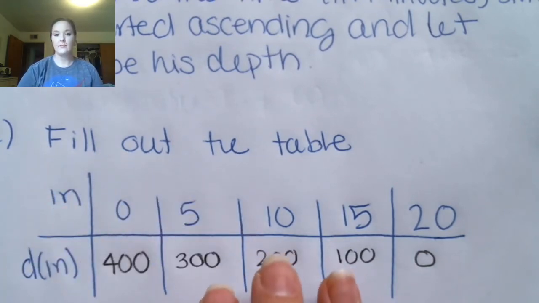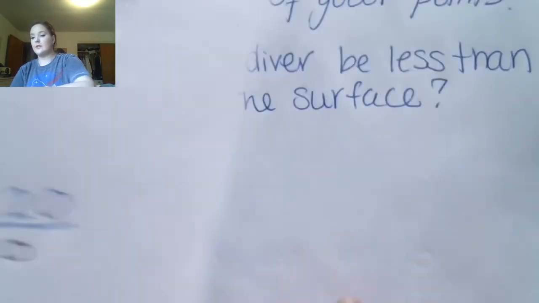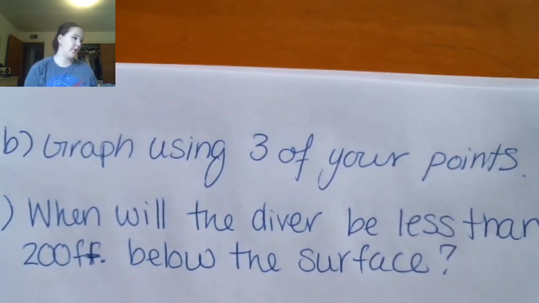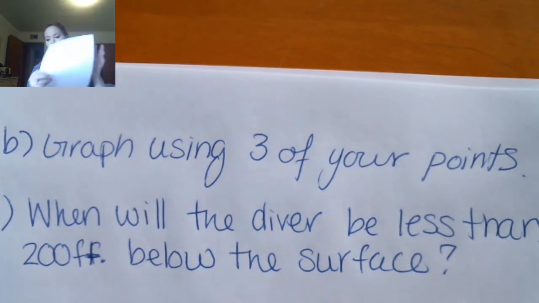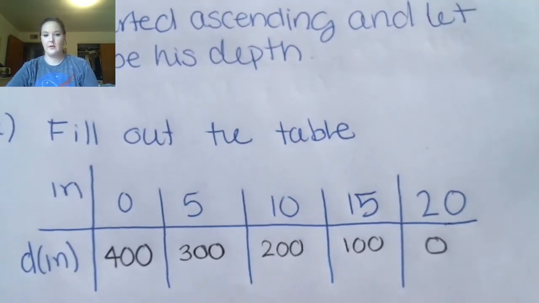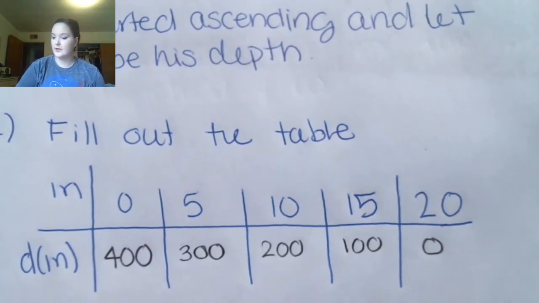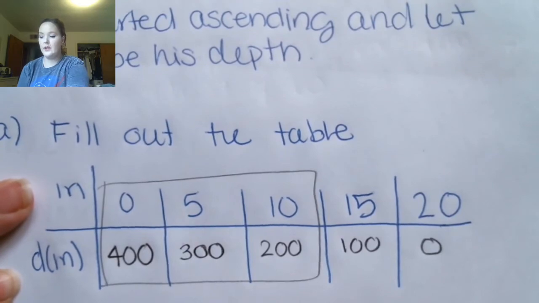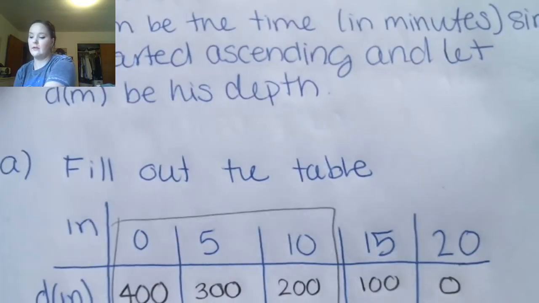All right. So let's look at part B, which is graph using 3 of your points. Here it specifically tells you to use 3 points. Otherwise, we know that 2 points determine a line. So let's go ahead and graph using 3 of our points. We're going to choose which points here. I'm just going to choose the first 3. So 0, 5, 10.